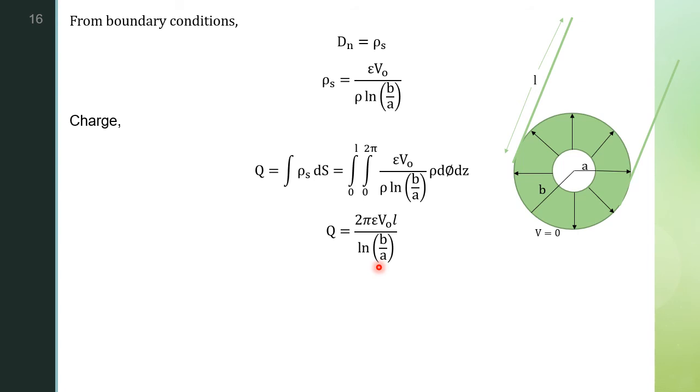Now, the capacitance C is given by Q by V, which is equal to 2 pi epsilon L divided by ln B by A. This is the expression for capacitance in the case of a coaxial cable.